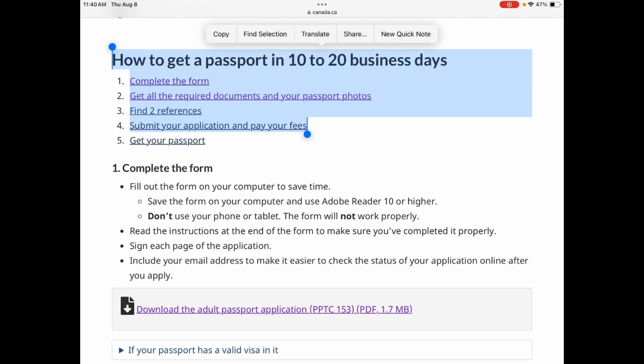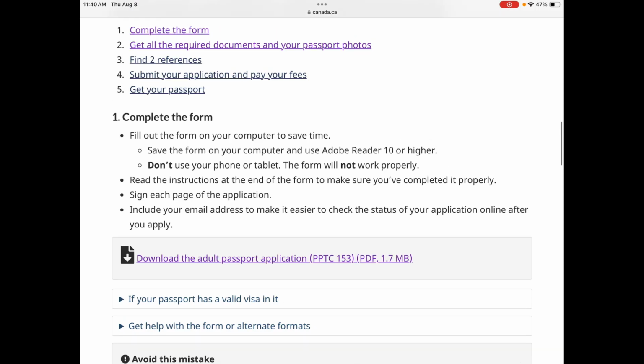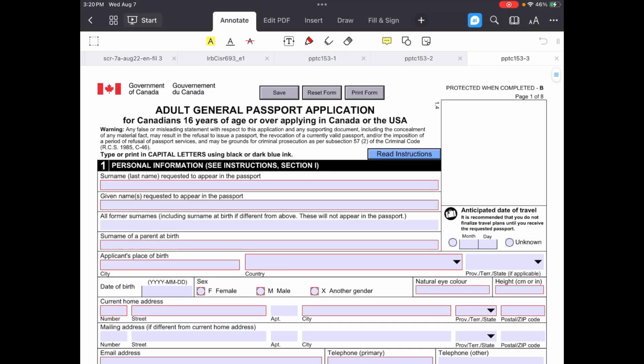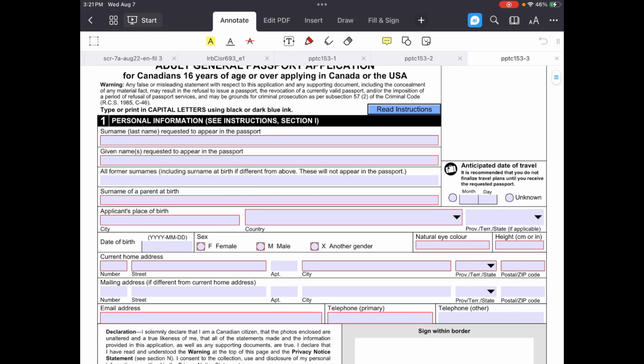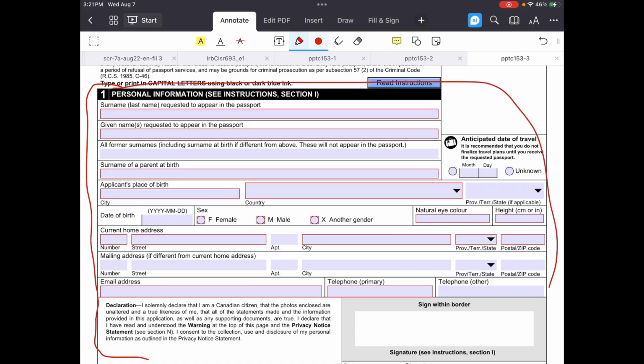But here I'm just going to go over how you can actually download the form and how you can start filling it out. So here, as you can see right here, it says download the adult passport application. This is what you want to click on. Okay, now that we have the form downloaded and we're ready to answer the questions, we can scroll down and start answering all the questions one by one together. So the first section of this application is all about you and your information. So let's start answering the questions.